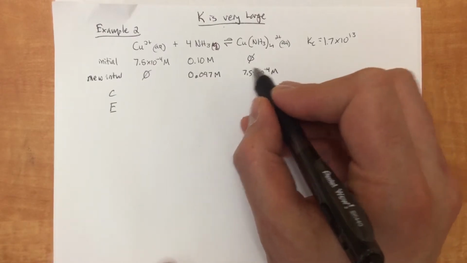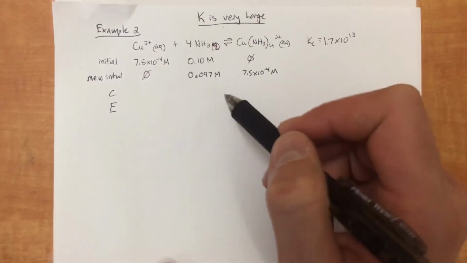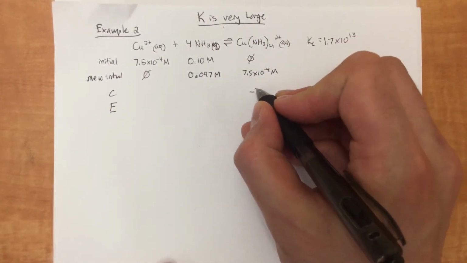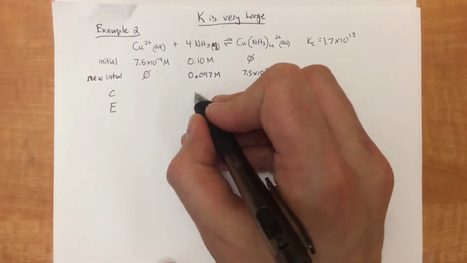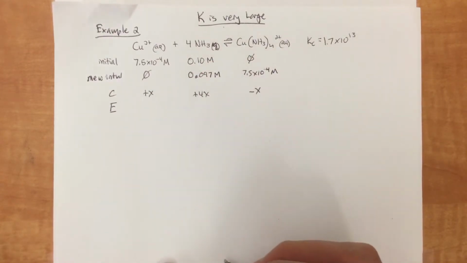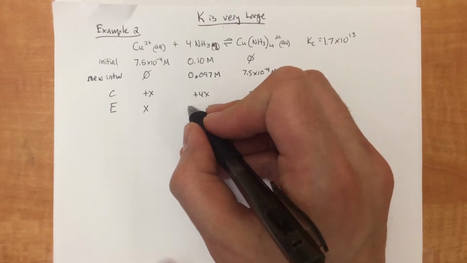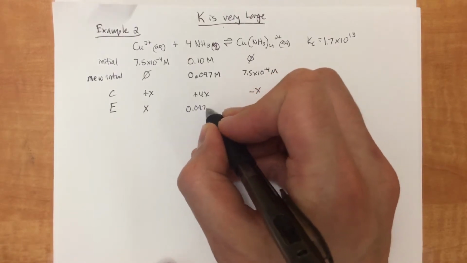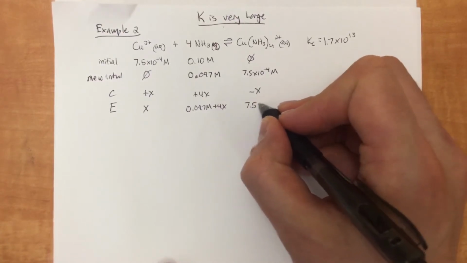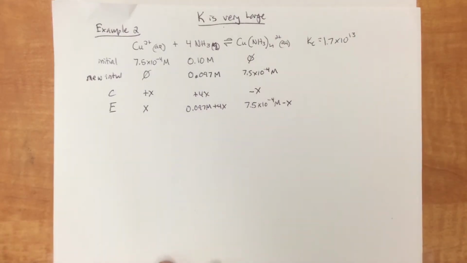Since we now have products and we have no reactant left, the reaction is going to go in reverse. That was the second step. We're going to run this reaction in reverse. So we're going to lose 1x here, gain 4x here, and gain x here. Our equilibrium concentrations will be x, 0.097 molar plus 4x, and 7.5 times 10 to the minus 4 molar minus x.